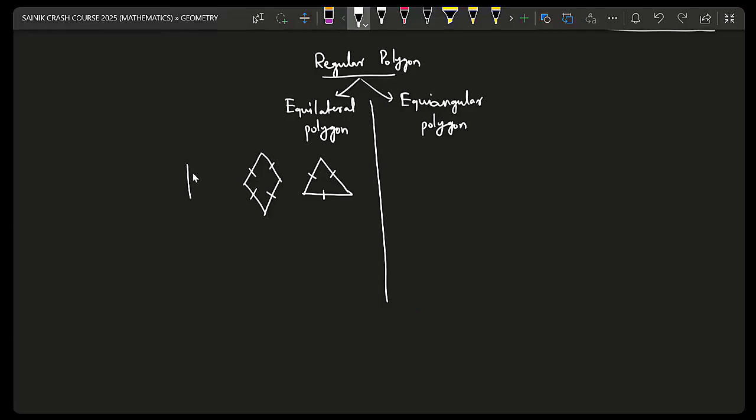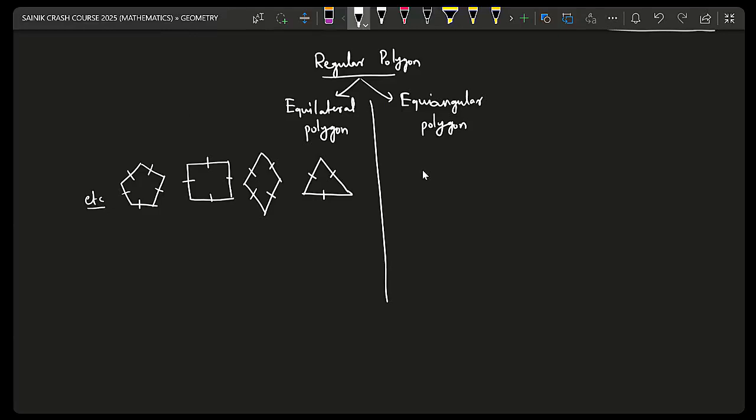And you take a square. In a square also, all the sides are equal: 1, 2, 3, 4. So this is an equilateral polygon. And you take a pentagon. It is a regular pentagon. All the sides are equal. So this is also an equilateral pentagon, etc. This list goes on. We have an equilateral hexagon and so on.